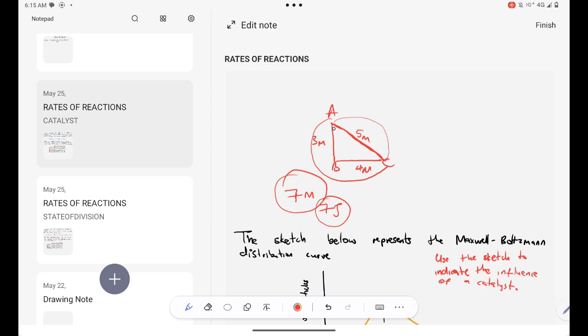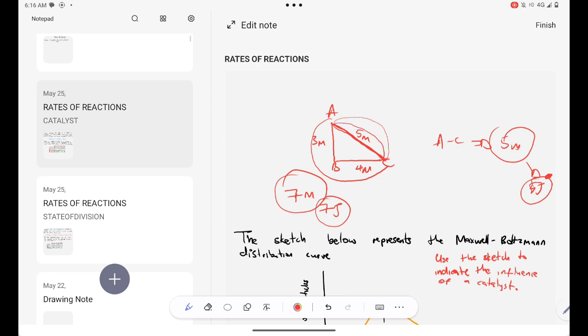A catalyst can simply find you a way directly from A to C. From A to C, you are now going to travel a distance of 5 meters. Since 1 meter represents 1 joule, you will simply need 5 joules of energy. This is now the minimum energy required for you to travel from A to C with the aid of a catalyst, because without a catalyst, you cannot travel from A to C directly.